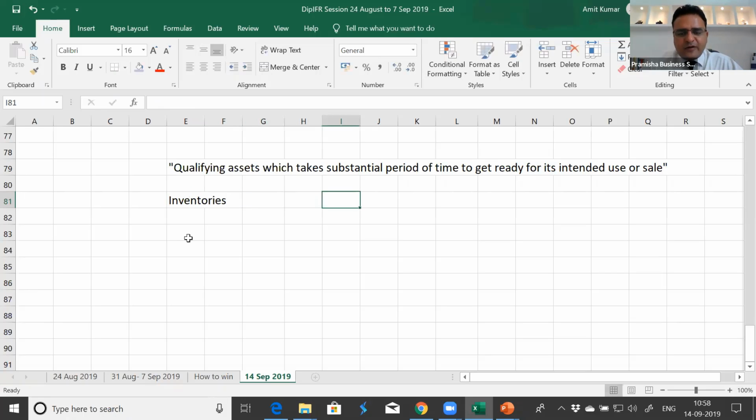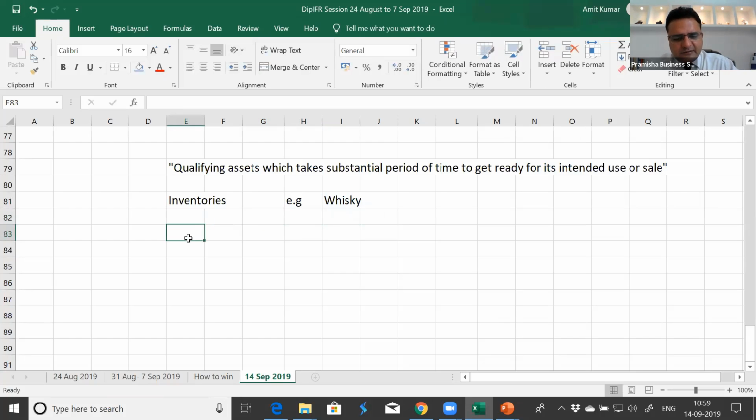Can you give me an example of inventories which may take a substantial period of time to get ready for their intended use or sale? And if you borrowed funds specifically for making these inventories, can we capitalize interest cost? Any example of inventory which falls into this category? Like wine. This is the best example. Whiskey may take a substantial period of time to get ready for its intended use or sale. It may take 12 years, 18 years to mature. And if you borrowed specifically for maturing it, for helping it to be ready for sale, we can add the interest cost into the cost of making these inventories.